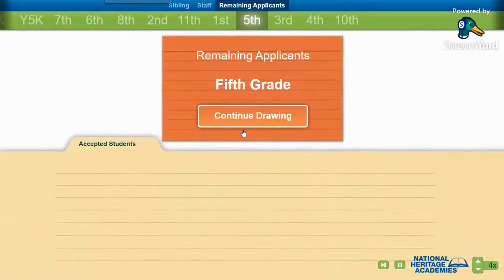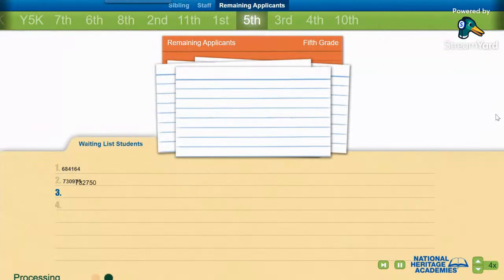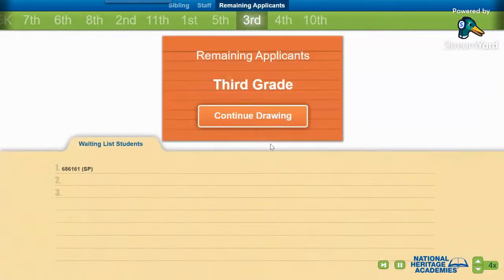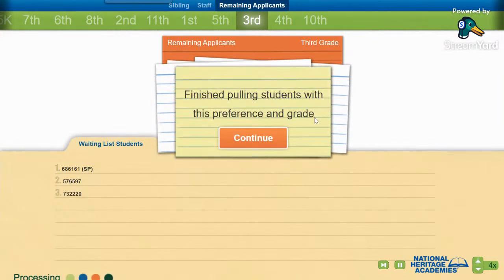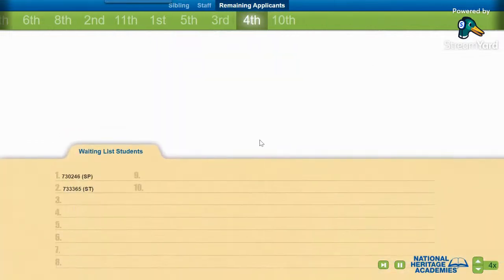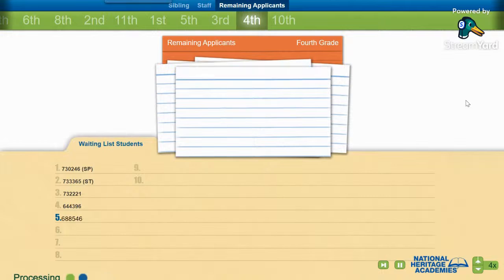Okay, moving to 5th grade. We have a waiting list here. And 3rd grade, the first student on this list received preference from earlier. Okay, fourth grade, we have a waiting list here. The first two students received preference from earlier. The first one had sibling preference. The second one had staff member preference.